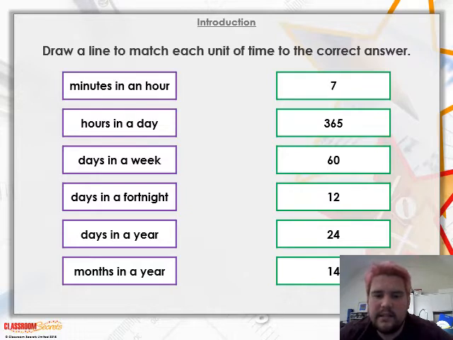So I could get us started here. We could go days in a week. I know that there are 7 days in a week, so you'd need to join those up. You need to work through the rest.